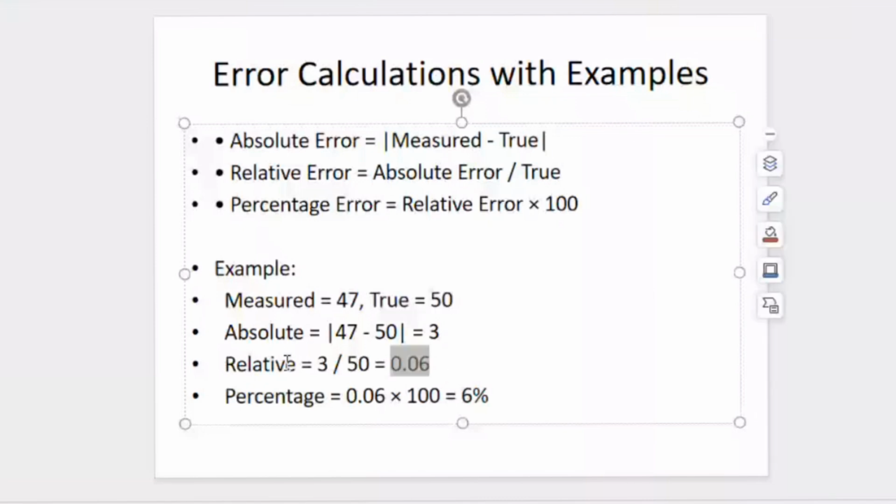So that will be 0.06 times 100, and that will be giving us 6%. So I think that should be all for this session.